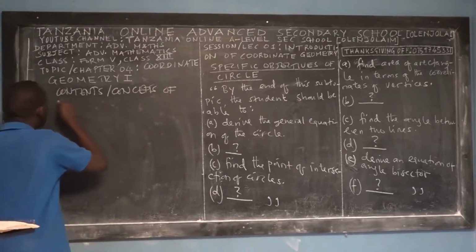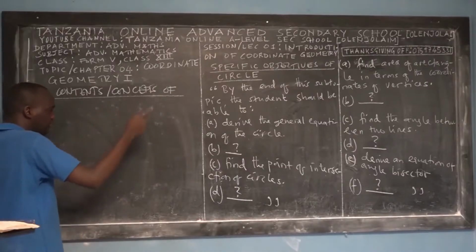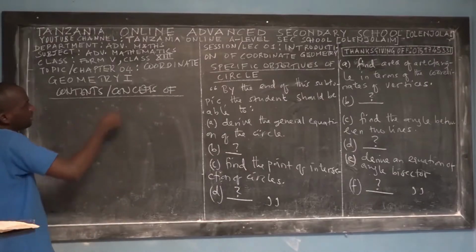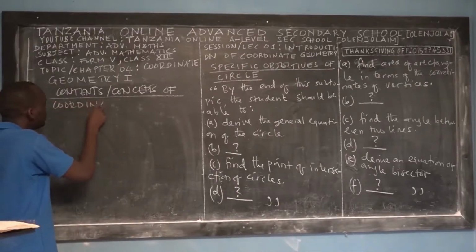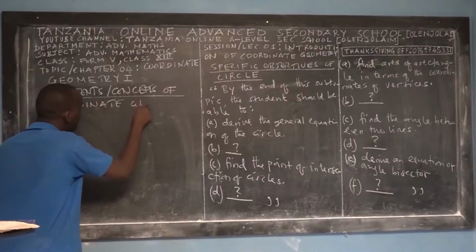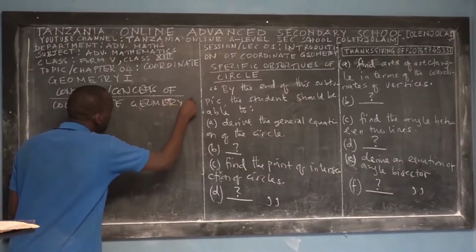So every teacher can have his concepts in order to achieve those 12 specific objectives. So, contents or concepts of coordinate geometry 1, okay?